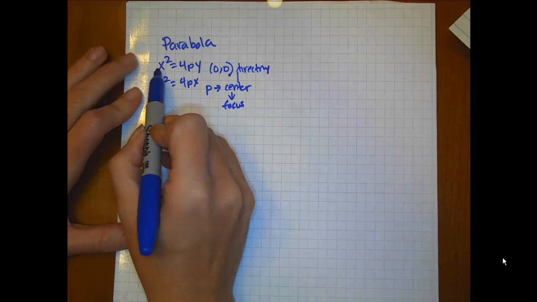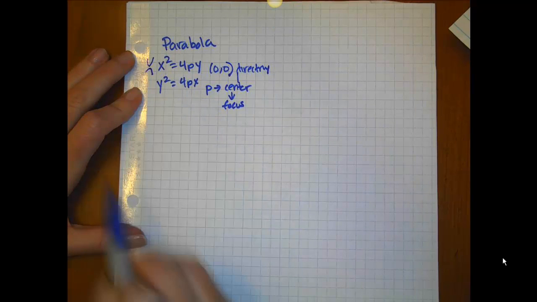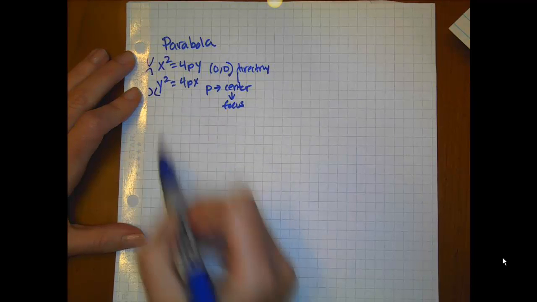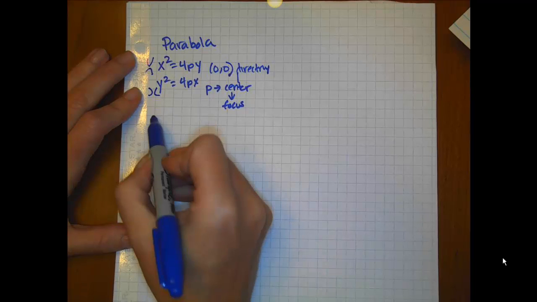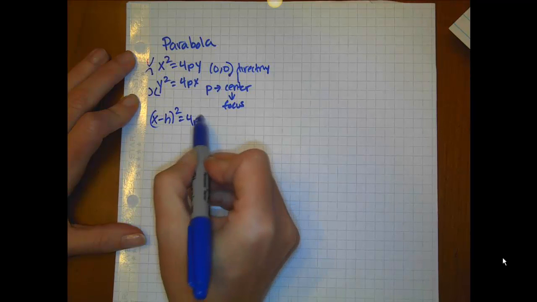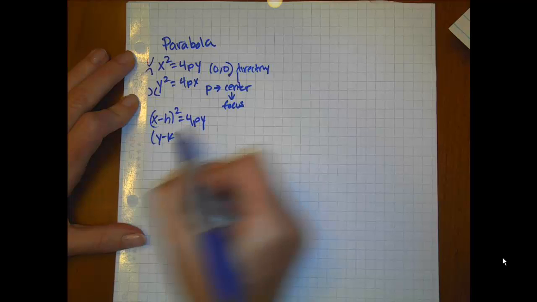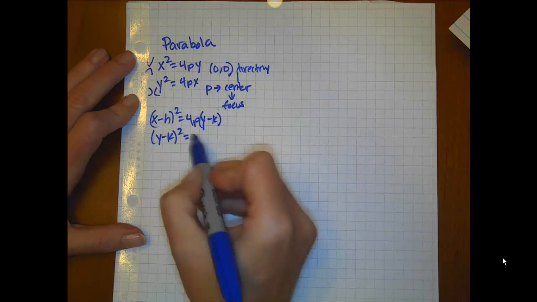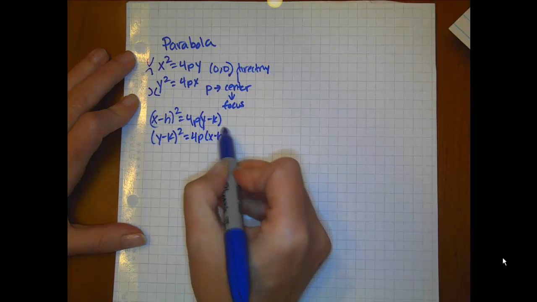Remember that when the x is being squared, that means you have a parabola opening up or down. And when the y is being squared, that you have a parabola that's opening up side to side. When you have it centered not at 0, 0, it would look like x minus h squared equals 4py, or y minus k. Or it would look like y minus k squared equals 4p times x minus h.